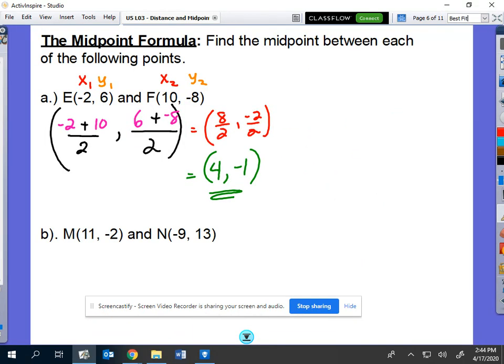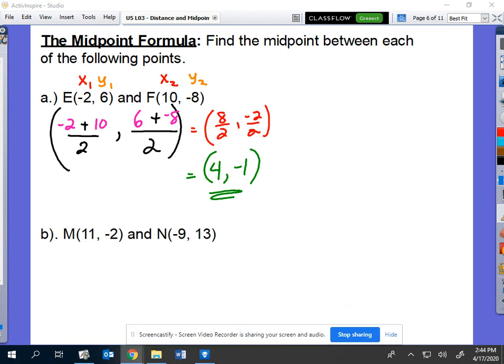So take a second, try out B, see if it makes sense to you. But that's how we put the midpoint to use, making sure we can find that point in the middle using our midpoint formula.